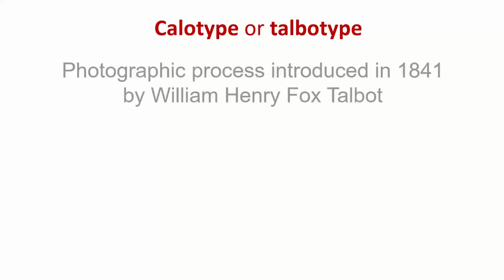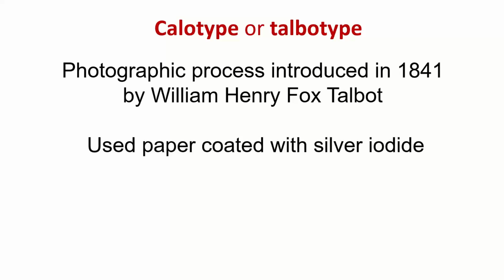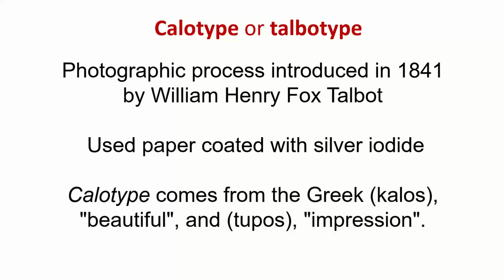So the calotype or talbotype, it was a photographic process introduced in 1841. It was one where we're using a coated paper, which is closer to what we have nowadays. It comes from the Greek word kalos, which means beautiful, and tupos, impression. So just some interesting history on photography. We've got the beautiful impression, the first name for photographs.